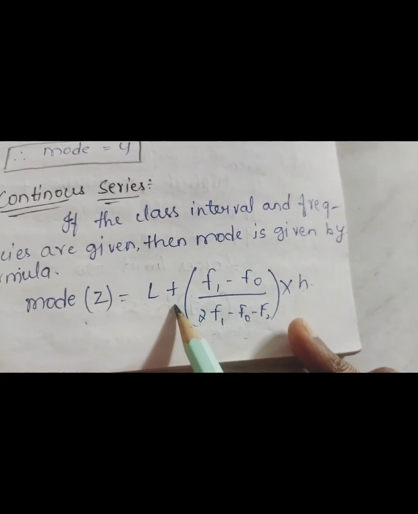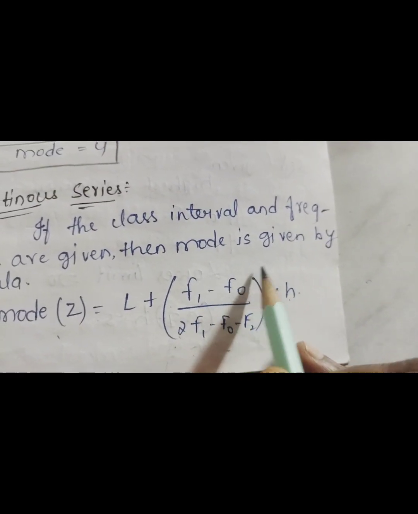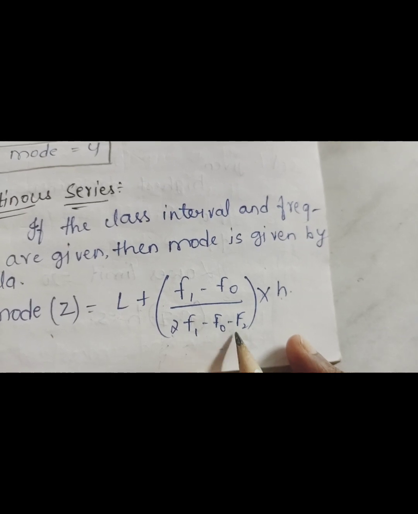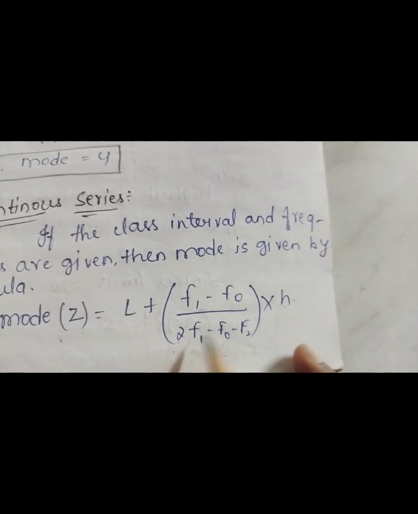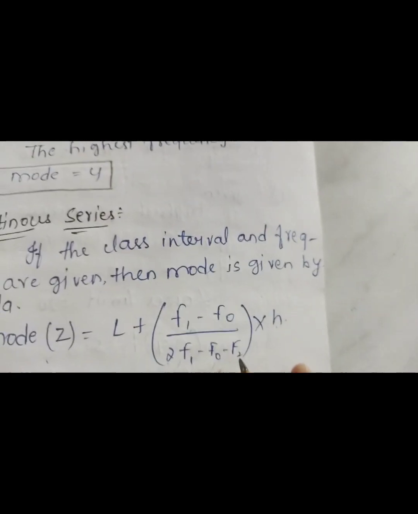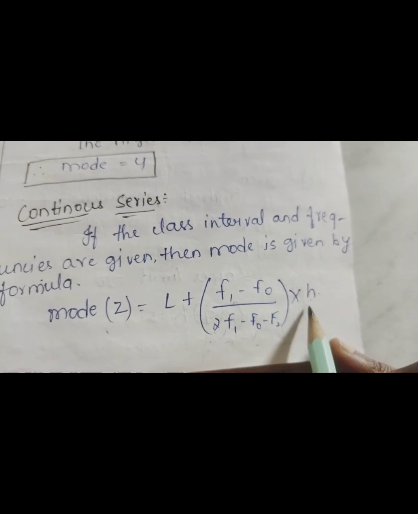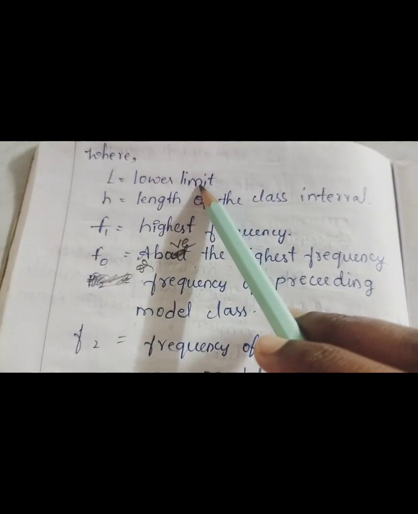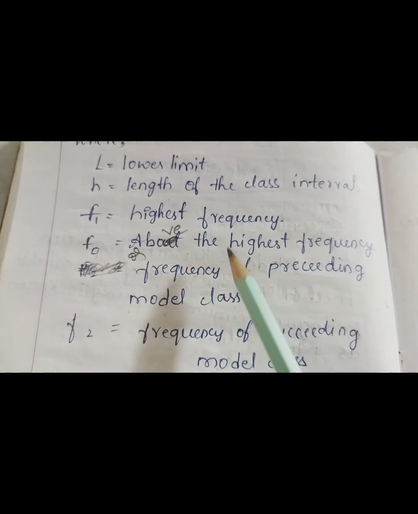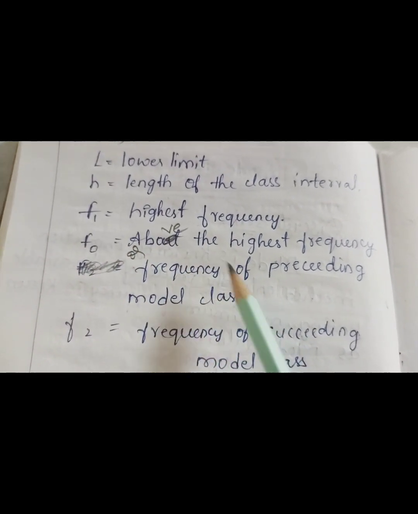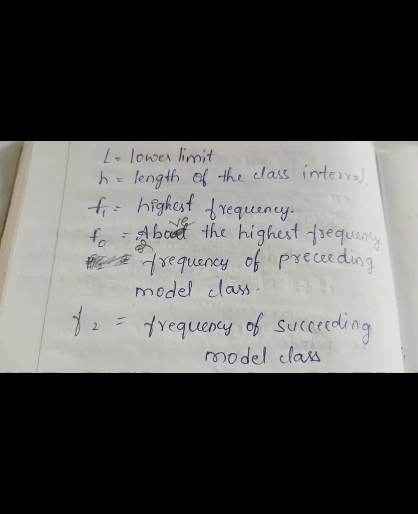So here L is the lower limit, f1 is the highest frequency, f0 is the frequency preceding the modal class, f2 is the frequency succeeding the modal class, and h is the length of the class interval. So you can see here L is the lower limit, h is the length of the class interval, f1 is the highest frequency, f0 is the frequency of the preceding modal class, and f2 is the frequency of the succeeding modal class.